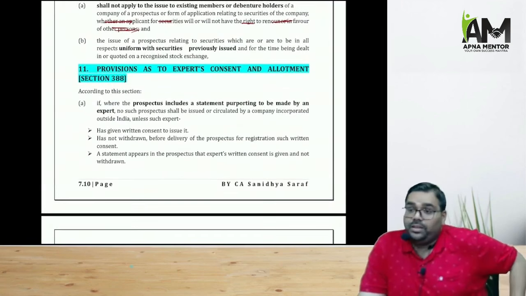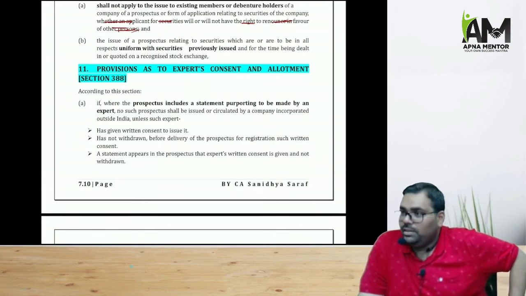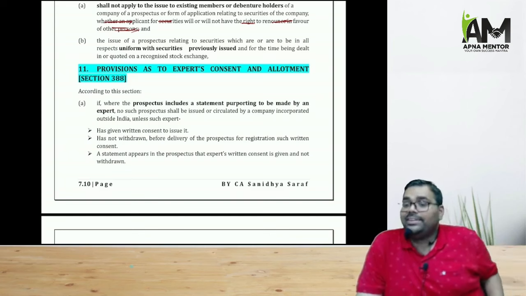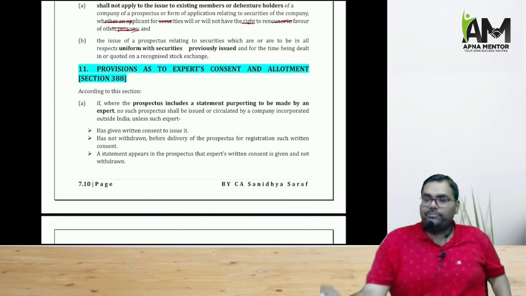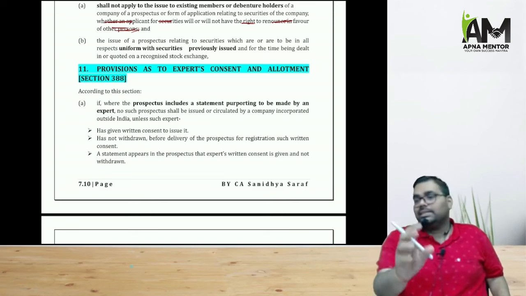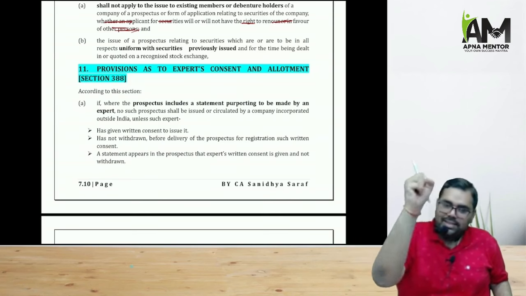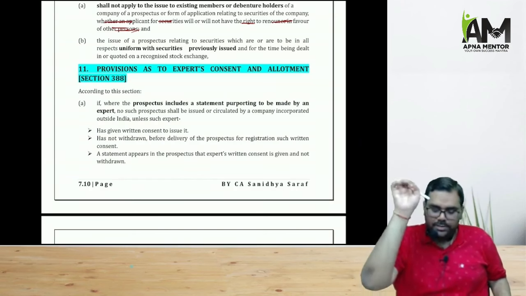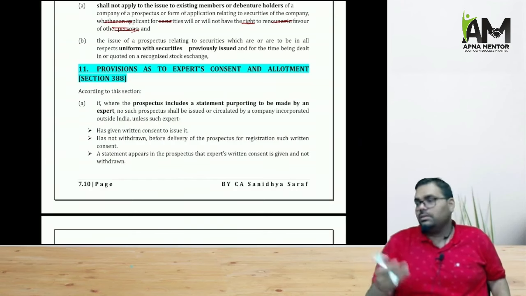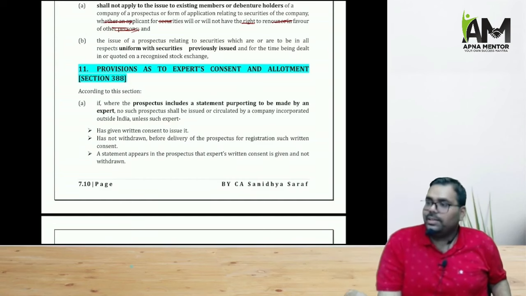Let us say Rakesh Jhunjhunwala first gave his consent, genuinely. But later on, before the prospectus is issued, Mr. Jhunjhunwala informed the company, I want my consent to be withdrawn. I am withdrawing my consent. Then in that situation, can the company include the statement of Mr. Rakesh Jhunjhunwala? No.